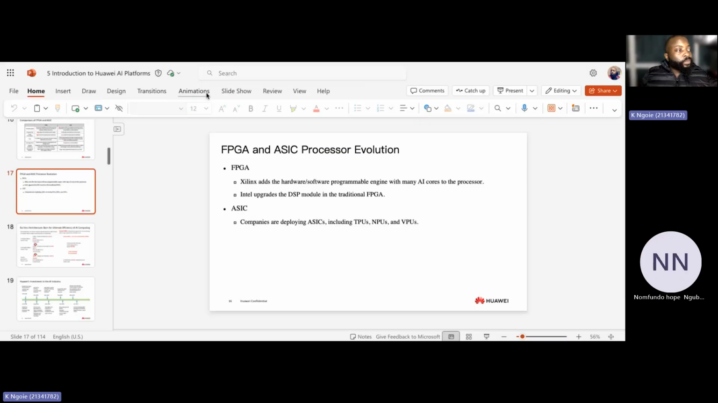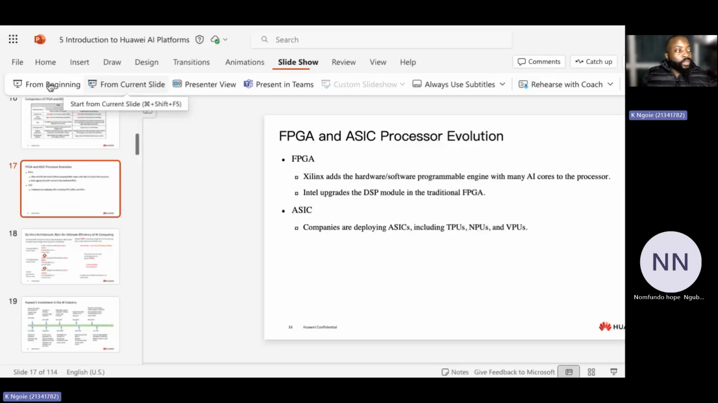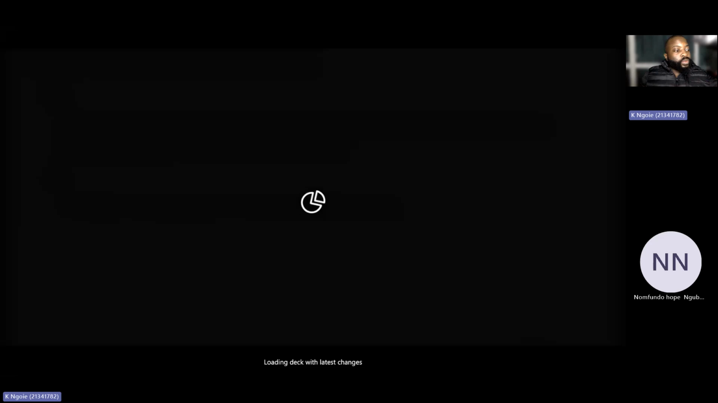Started with computing power. Obviously, when we talk about AI, many times we mention the four elements of AI.